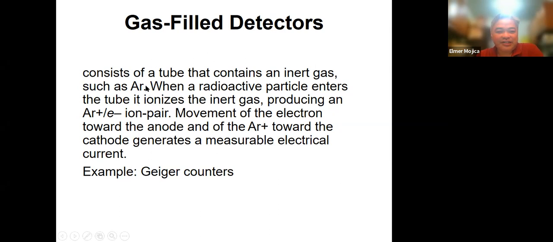So this Geiger counter, if you're going to look at it, just consists of a tube that contains an inert gas. In this case, you can have argon. What happens when the radioactive particle enters the tube is that it ionizes the inert gas, producing an argon plus electron ion pair. The movement of the electron toward the anode and of the argon plus toward the cathode generates a measurable electrical current.